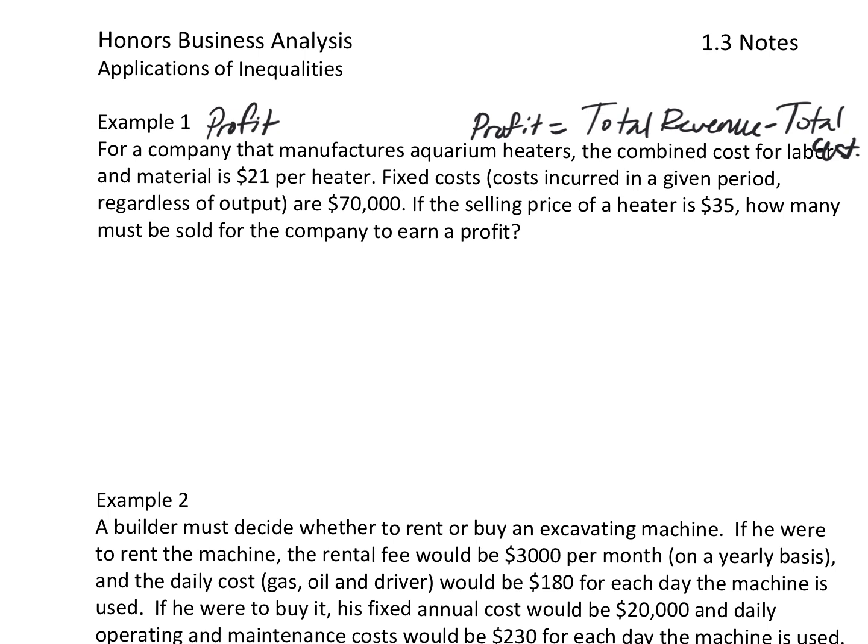Okay, so what we have is a cost of $21 per heater. The combined cost for labor and materials is $21 per heater. Then we have fixed costs incurred in a given period, regardless of output, of $70,000, and then we have a selling price. Selling price is $35. So we've got to remember which is which for us.